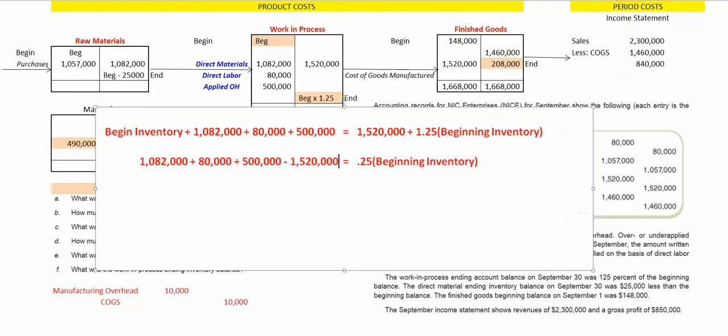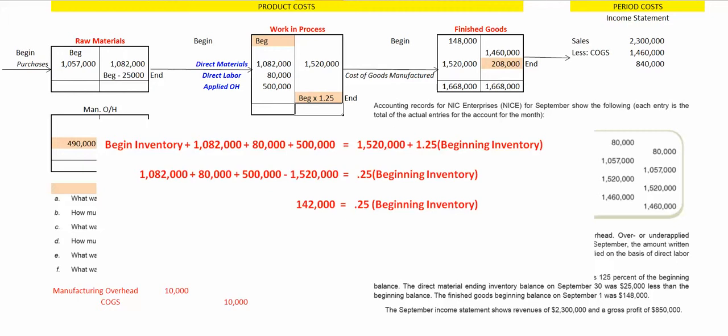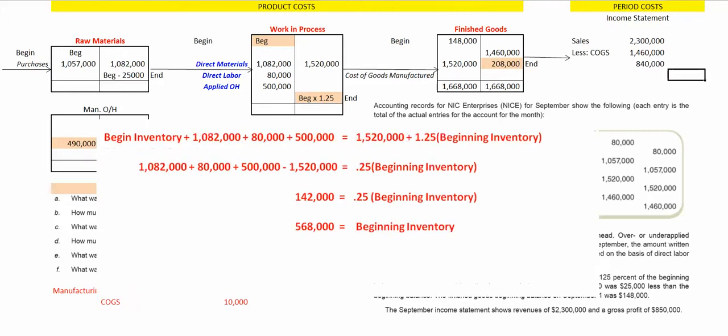We subtract beginning inventory from each side, and we've got 0.25 beginning inventory on the right, and we've got this term on the left, which we can simplify, and we get 142,000 equals 0.25 times the beginning inventory. And finally, dividing through by 0.25, we get beginning inventory of $568,000. So we record $568,000 for beginning inventory, and our ending inventory is the $568,000 times 1.25, and as our final proof, we'll sum both sides of the box. We have $2,230,000 of cost to account for, and we find we've accounted for the full $2,230,000 in costs.